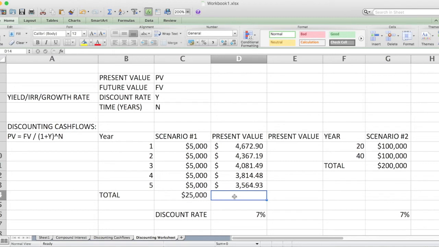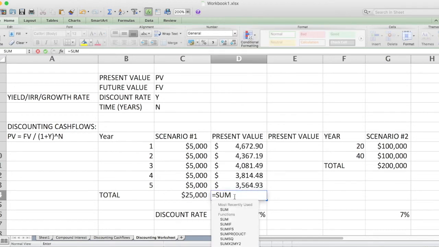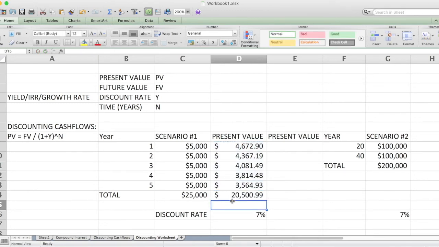Now I have a total worth. I'm going to sum these boxes up, and it's $20,599. So in plain language, this contract to create content, to be paid $5,000 each year for the next 5 years, is worth $20,599 today.